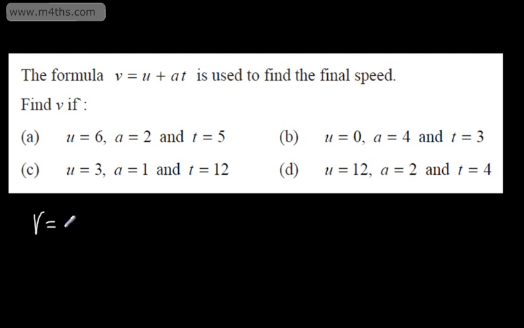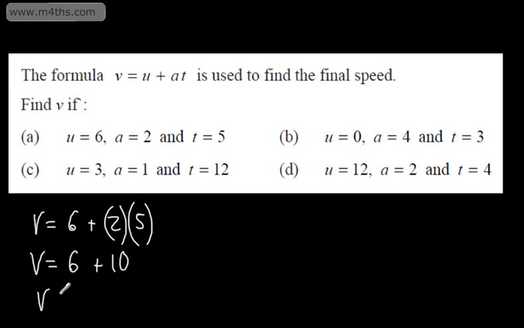So V is equal to U, which is going to be 6, plus A, which is 2, multiplied by T. So if we write these in brackets, we can write it like so. So let's go ahead, and we've got V is equal to 6 plus 10. 2 times 5 is 10. So we can say that V is going to be 16. So that might be 16 kilometers an hour, 16 meters per second, or so on and so forth.